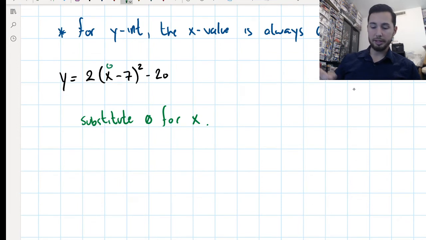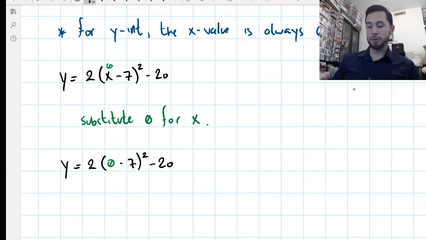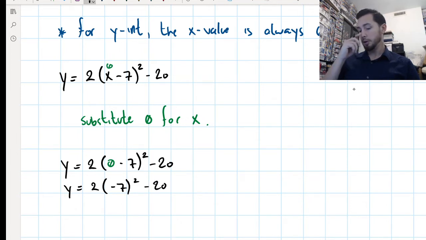So in this case, that is the only x I see, and I'm gonna plug in the 0 in there. So let's rewrite this. This will be y is equal to 2 times 0 minus 7 squared minus 20. And all I'm gonna have to do is solve it normally, right? I'm gonna start with the inside of the parentheses first. So 0 minus 7 is just gonna be negative 7. So this will be 2 times negative 7 squared minus 20.